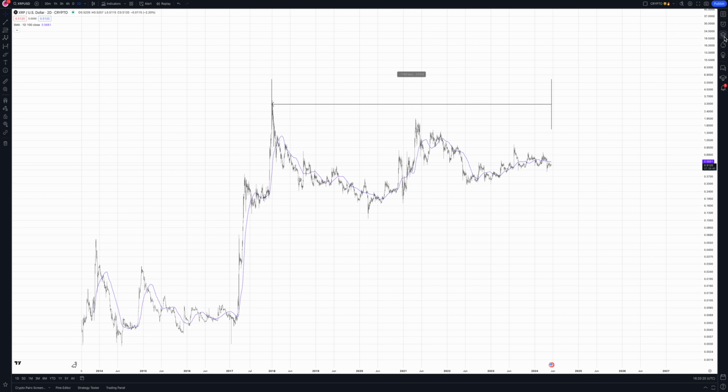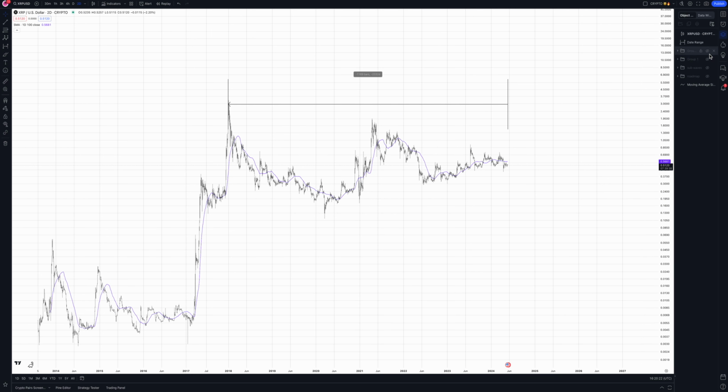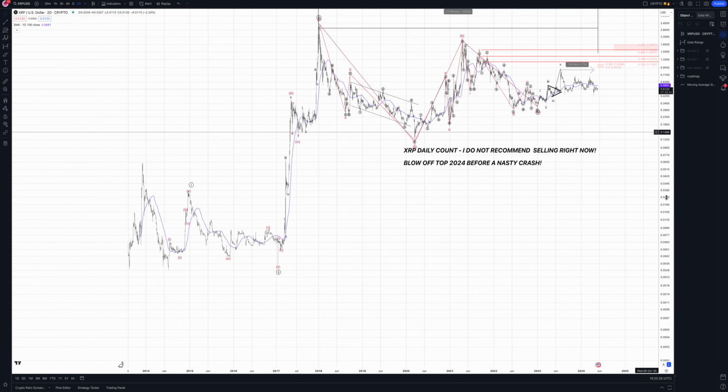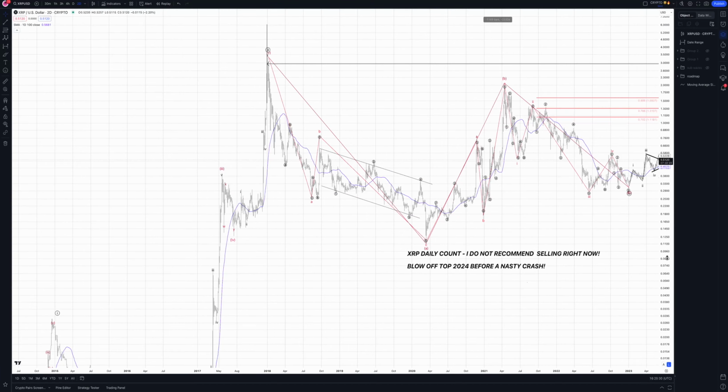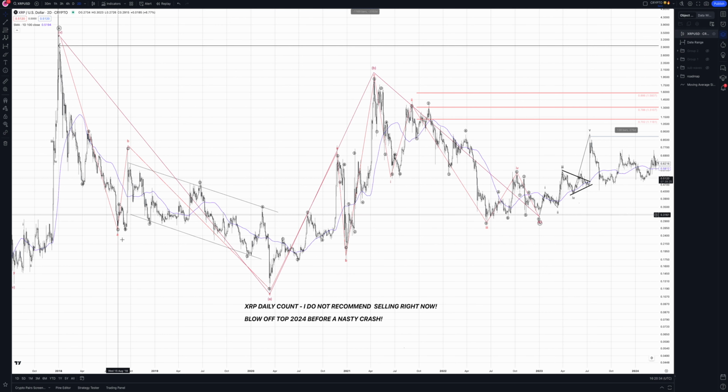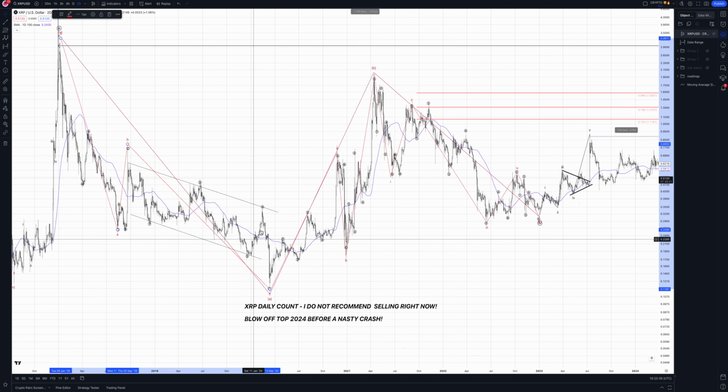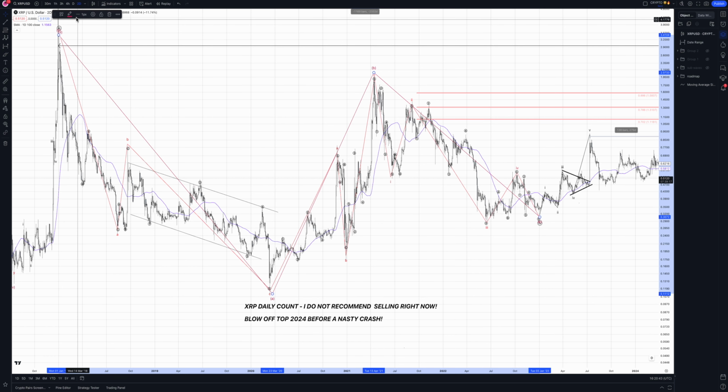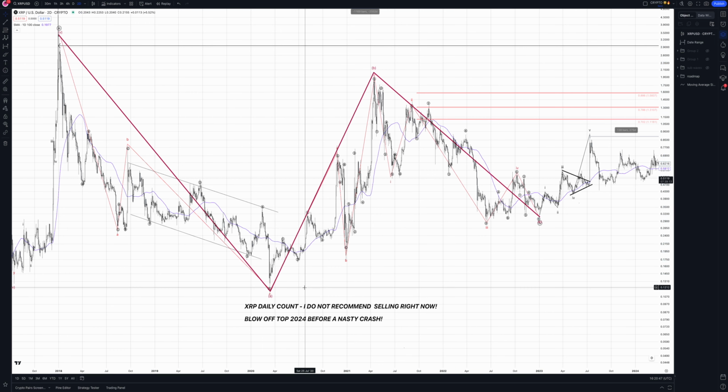So we'll take a look at the waves over here. Okay, we'll take a look at the waves. Okay. So look, we have a 3-wave move down in your A, 3-wave move up in your B, and then a 5-wave move to the downside for your C. Okay, this is your A wave. It's complete. A wave was complete in March 2020.